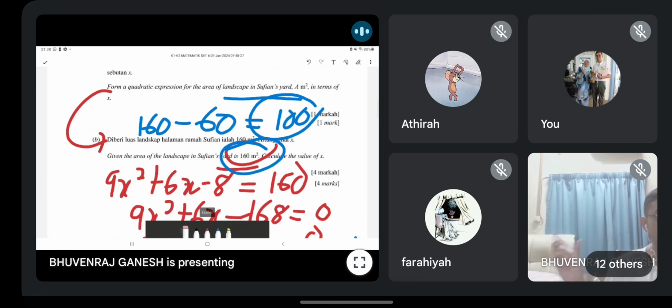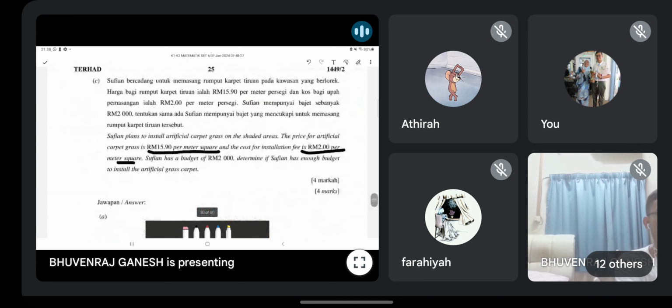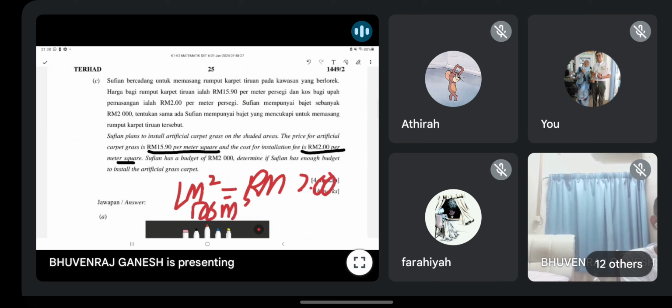Okay, jadi luas ni, this area is going to be charged with the cost. Okay, 1 meter square RM2. So guys, kamu buat nisbah. 100 meter square RM200. Lepas tu ada lagi, kamu ada dua jenis cost.